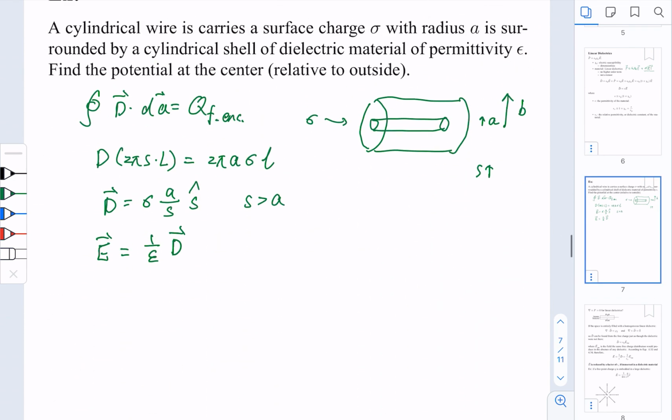And remember that inside and outside the permittivity is slightly different. So when we are inside this material, the permittivity is epsilon, and then it's sigma a over s times s hat. So this is within the shell, and if it's outside the shell, the permittivity is epsilon naught, because it's in vacuum.